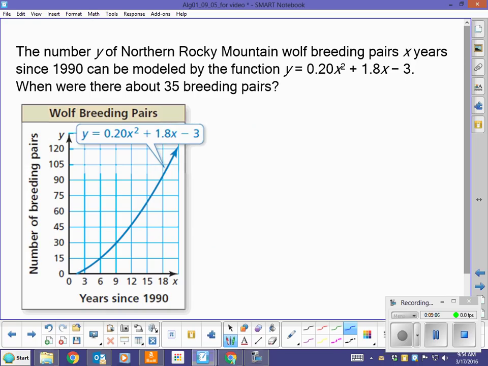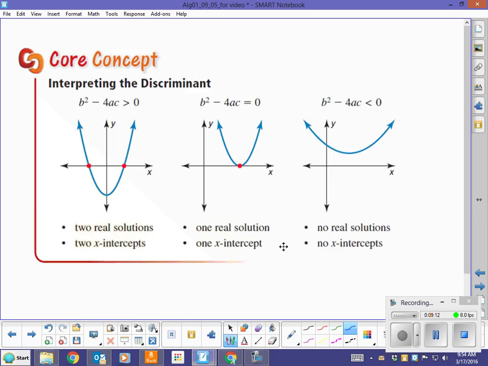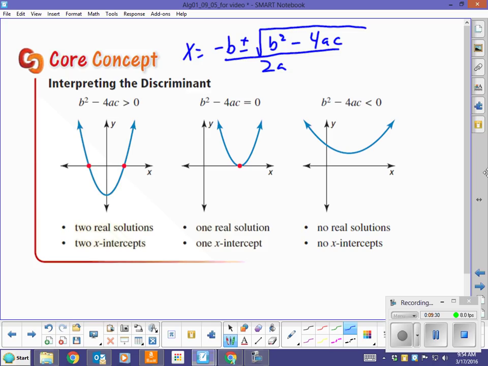I'll skip the word problem for now. We'll work on this one in class. And the discriminant. Now, the discriminant is b squared minus 4ac. It's the part of the quadratic formula that's under the radical sign. It's called the radicand. b squared minus 4ac all over 2a. Okay, but this part here is what we call the discriminant.